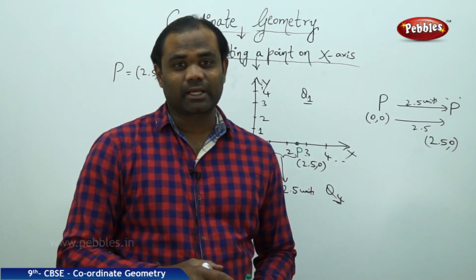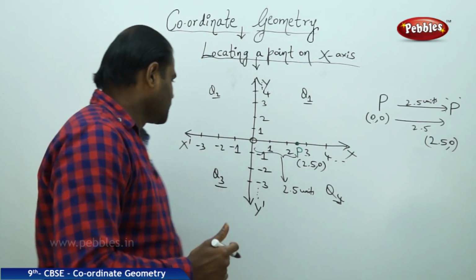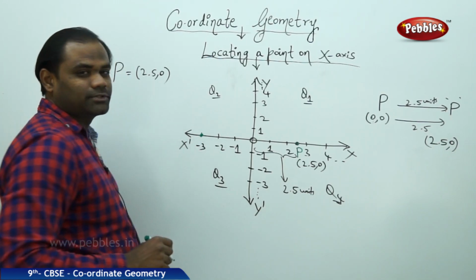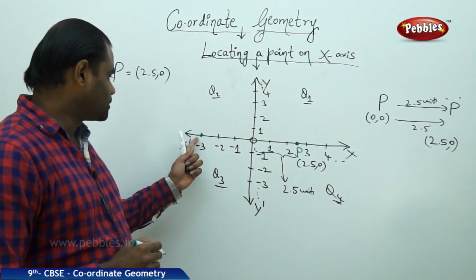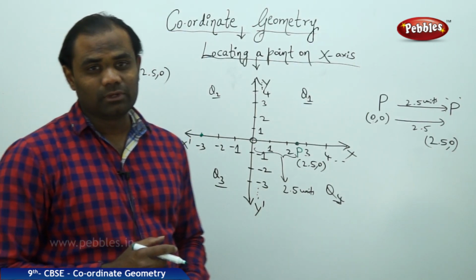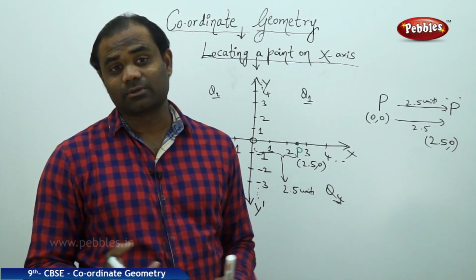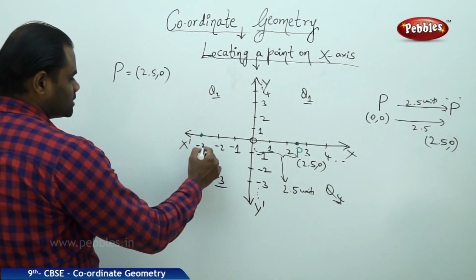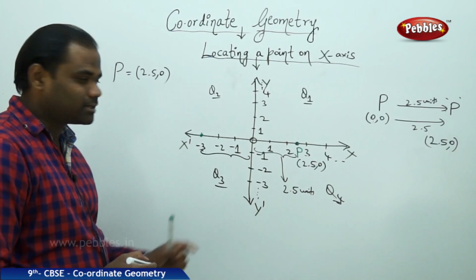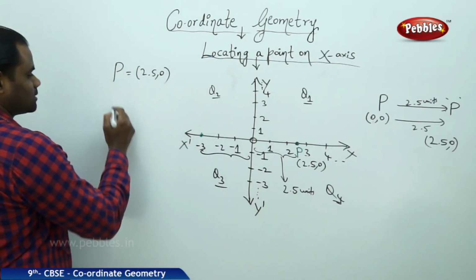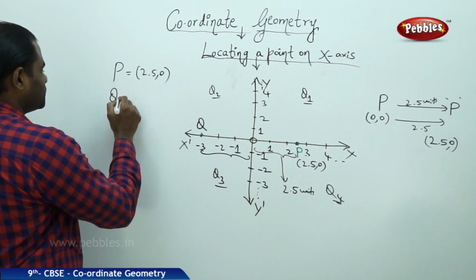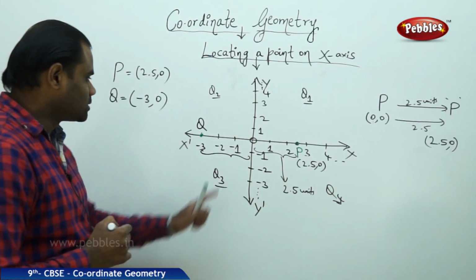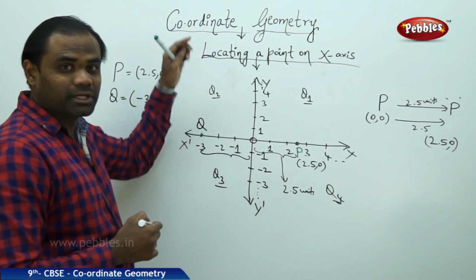Let's take another point as a review exercise. For example, I take this point, minus 3, on the x-axis. How do we locate this point and what are its respective coordinates? I clearly see that this point is minus 3, that is 3 units to the left, and therefore the point Q here is nothing but (minus 3, 0), because it moves along the x-axis but there's no change up and down.